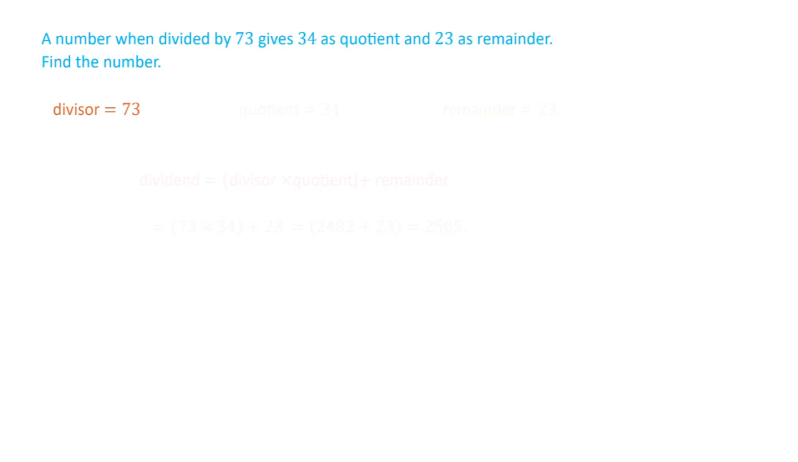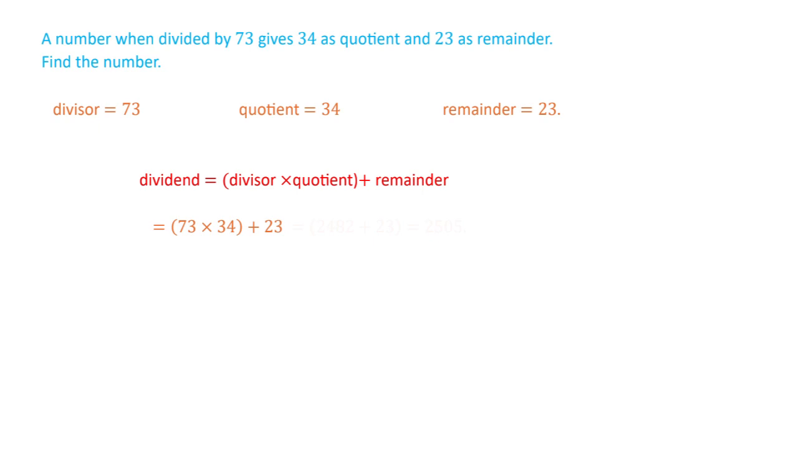So first is, a number when divided by 73 gives 34 as quotient and 23 as remainder, and we have to find that number. What is given to us is this value 73, which is the divisor. This value 34 is the quotient, and the remainder we have is 23. Now by Euclid's division lemma, dividend is equal to divisor into quotient plus remainder. When we substitute these values, the divisor is 73, the quotient is 34, and the remainder is 23, and we have to calculate the value of the dividend.